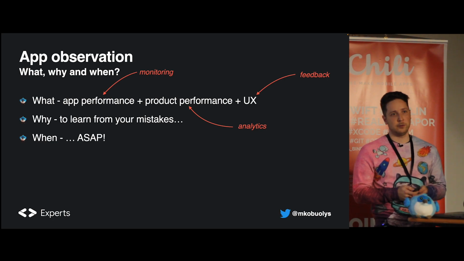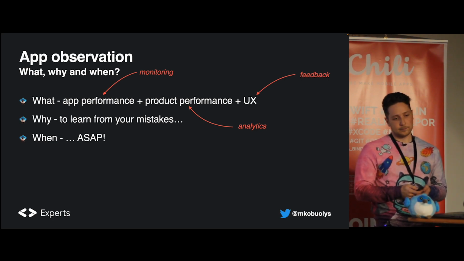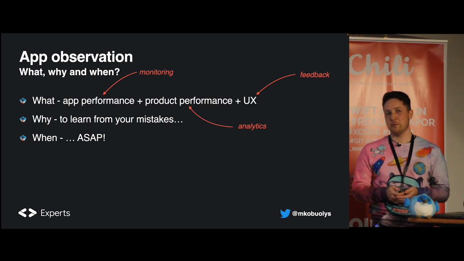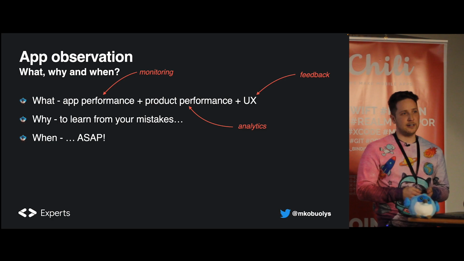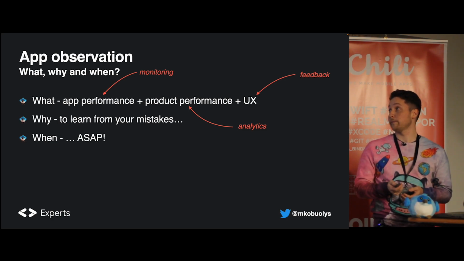Also, talking about app observation and why it's important, I think it's a thing that should be introduced as soon as possible into your products, just because it allows you to learn from your mistakes early on. We are talking about unexpected errors happening in production. If the app observation is there, you'll see them, and then you can iterate on them and improve your product as a result.